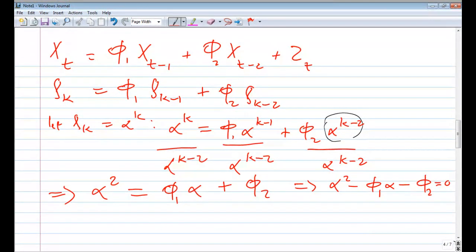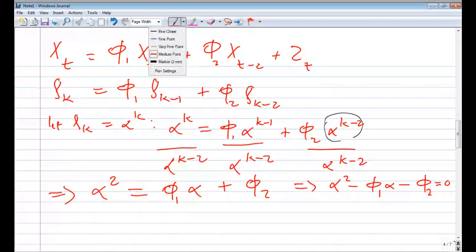Sir, before we come to that question, I want to understand this. We divided by alpha to the power k minus 2 because you said it's the one having the lowest power. Okay, and alpha to the power k divided by alpha to the power k minus 2 is alpha squared. You don't understand where alpha squared is coming from.